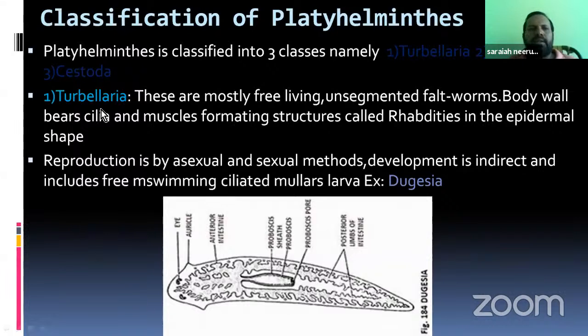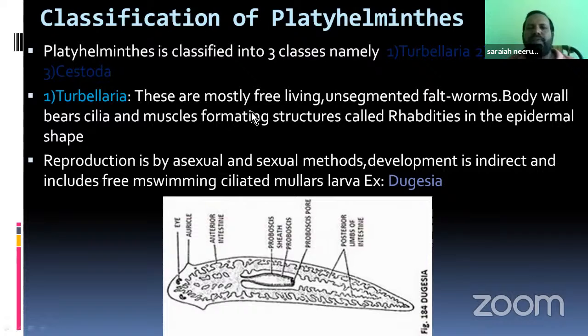Classification of platyhelminthes. The phylum Platyhelminthes is classified into three classes, namely Turbellaria, Trematoda, and Cestoda. So three classes are classified under the phylum Platyhelminthes. Class 1, Turbellaria. These are mostly free-living, unsegmented flatworms. The mouth bears cilia and muscles, forming structures called rhabdites in the body.